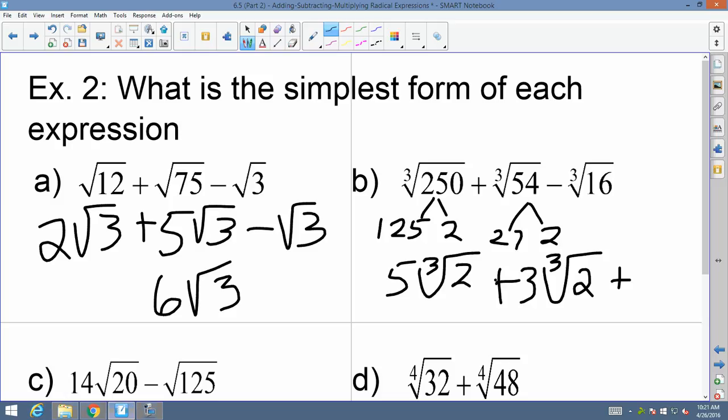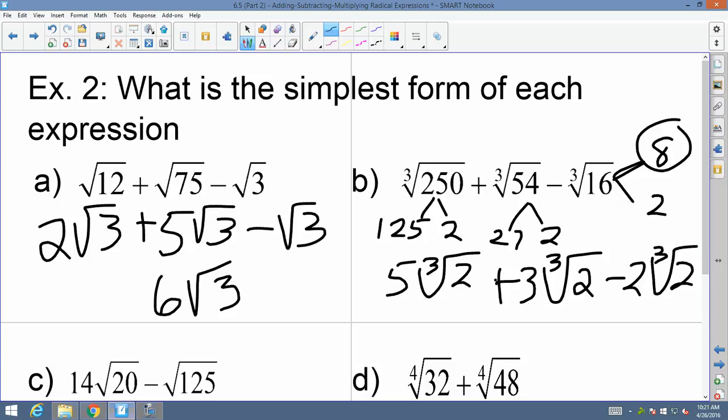Plus, or rather minus, cube root of 16. That's 8 times 2. That's right. Thank you, my brother. That's minus. Cube root of 8 is 2. Cube root of 2. So now I got 5 cube roots of 2 plus 3 cube roots of 2 minus 2 cube roots of 2. So that will leave me with 6 cube roots of 2.